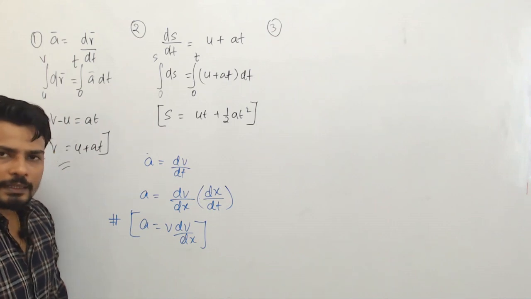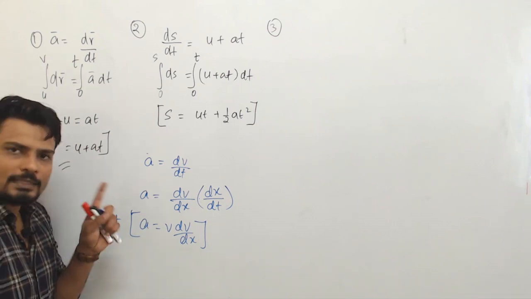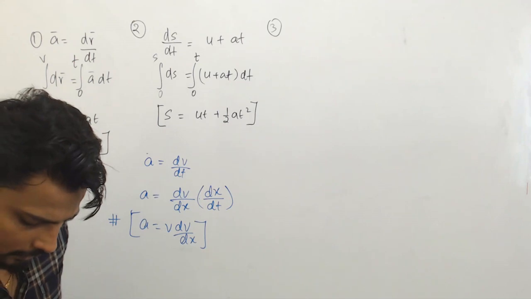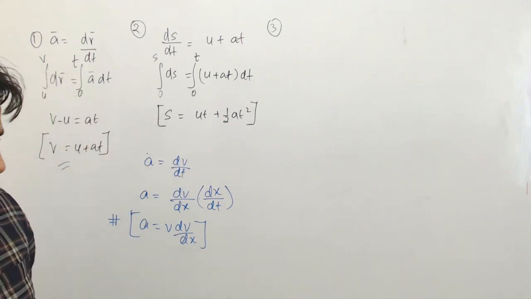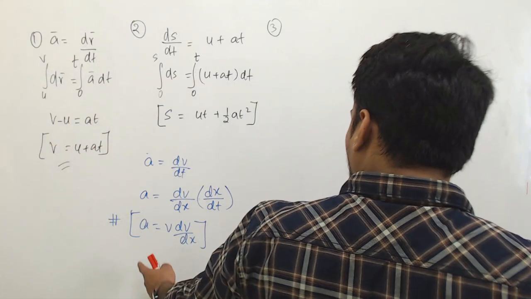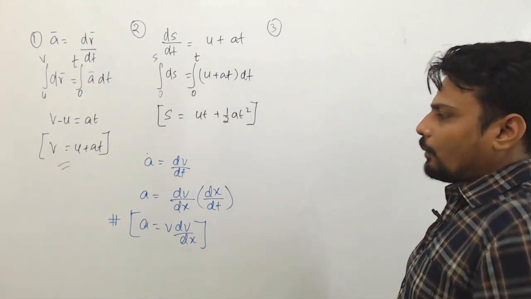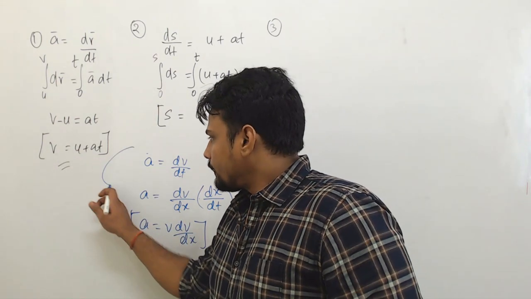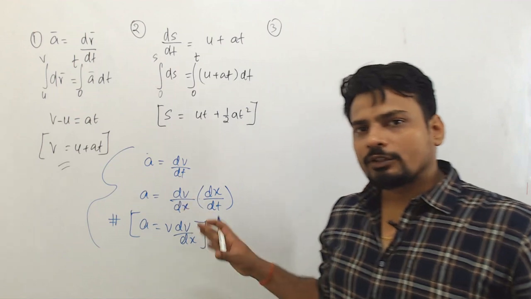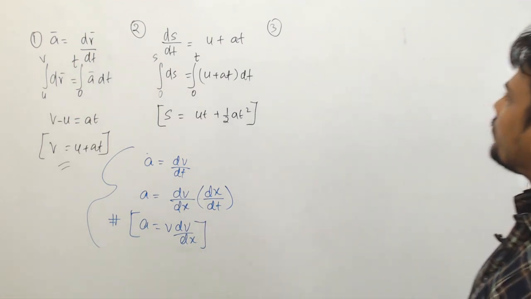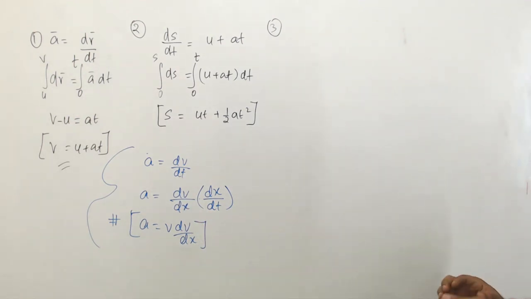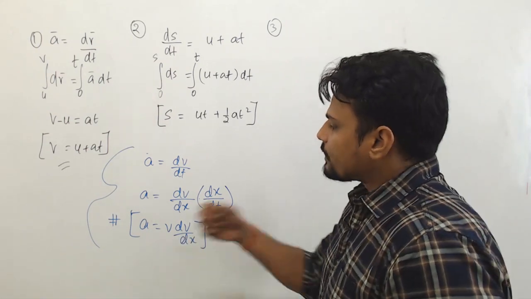a is equal to v dv by dx. This is important. It is going to be used in many places, we are going to be using it quite some time. I am not joking. I want you to have this entire process in your mind, the way I remember it, you should also remember it, without any doubt. Let us move ahead.